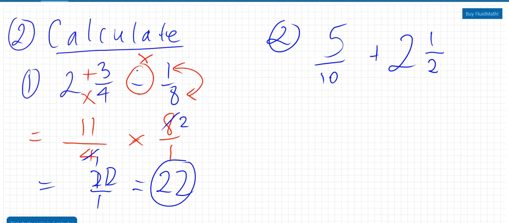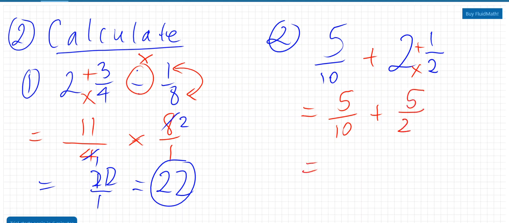Okay, the second one, our operation is addition. When adding fractions, we have to have the same denominators. That's really important, for adding and subtracting fractions. So I've got a mixed fraction here. I will first turn that into improper. So the 5 over 10 can stay the same. Plus 2 times 2 is 4, plus 1 is 5. So 5 over 2.